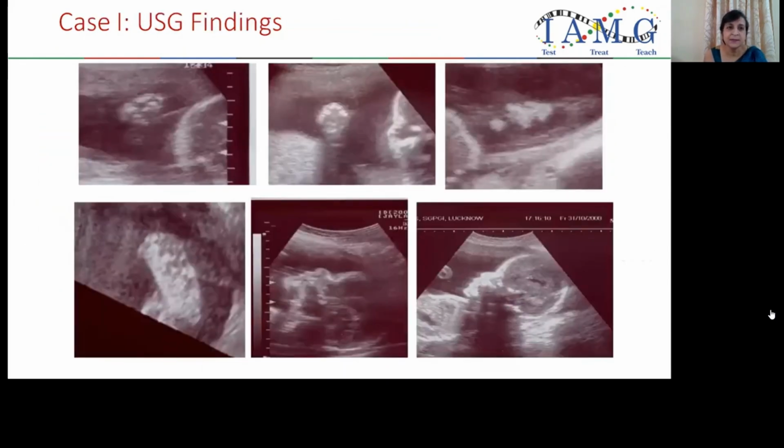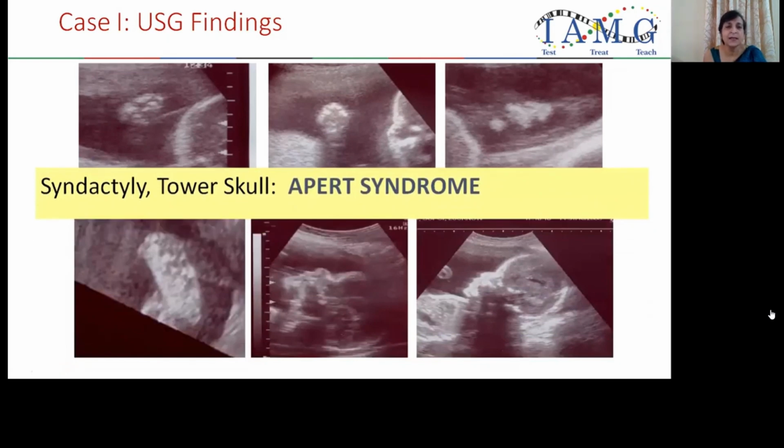So let us start with this first case where ultrasonography was done for routine evaluation of the baby. And by chance, you can see that the hands of the fetus are really fused, and also the head is very tall, forehead is tall. This suggests the possibility that there is syndactyly and craniosynostosis, suggesting the diagnosis of Apert syndrome.